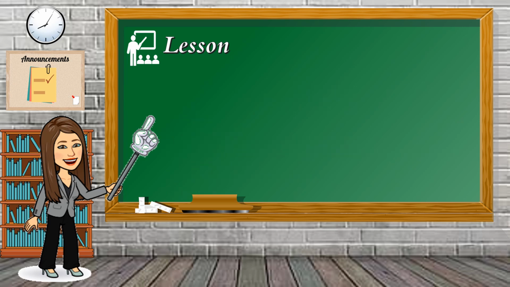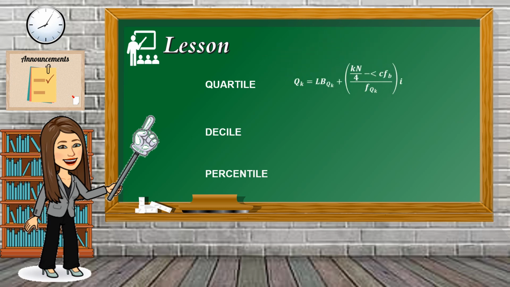Ituturo ko naman kung paano kunin ang quartile, decile, and percentile of group data. Halos kapareho lamang ng formula ng median ang gagamitin natin ngayon. Para sa quartile, Q sub k is equal to the lower boundary of the quartile class plus the quantity of k times n over 4 minus less than CF sub b all over frequency of the quartile class times I.